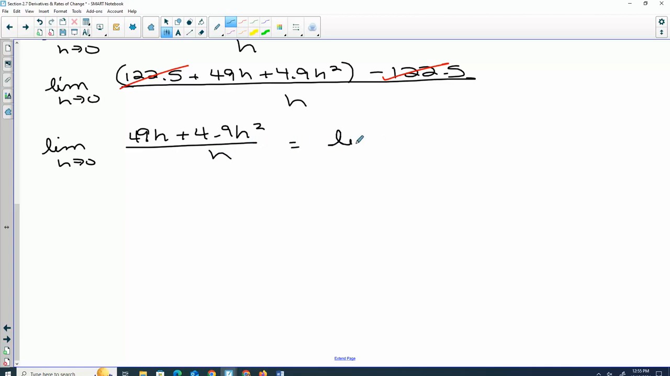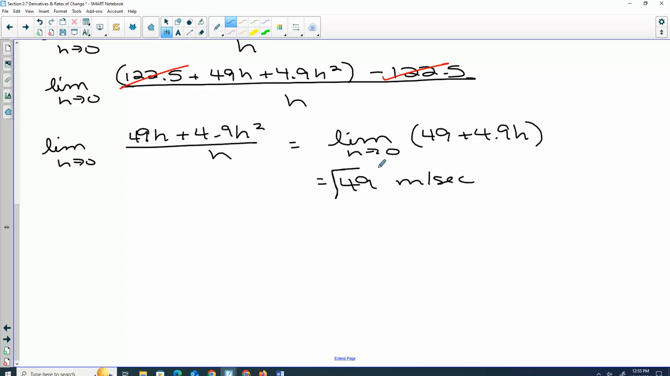But now what can we do? We can cancel out the h. Just factor an h out of both of them. Yeah, it would come out of both of them. So we would get 49 plus 4.9h. And then if you plug in a 0, you get 49. That's a velocity, so meters per second. So the slope of the tangent line is the same as instantaneous velocity.